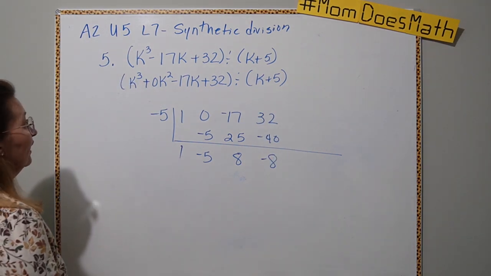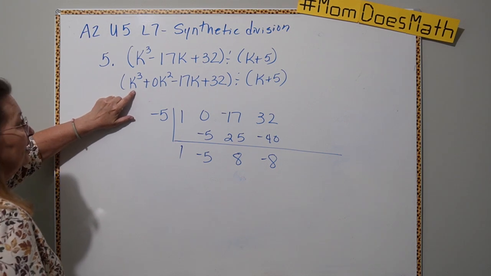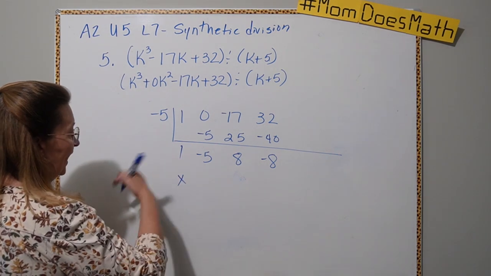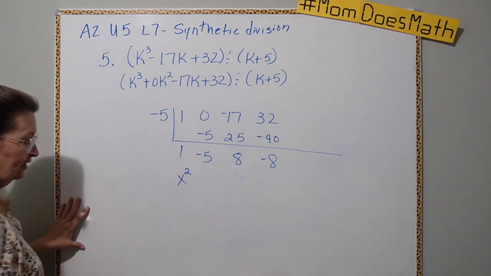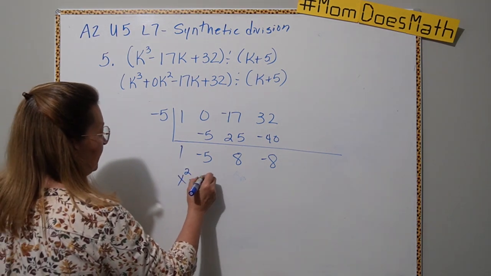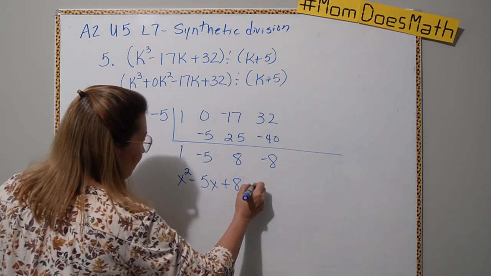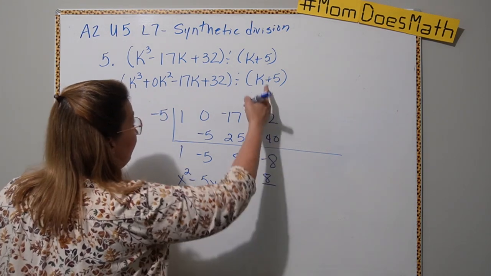Okay? Now, find your highest exponent. Your leading exponent is 3. This becomes your coefficient, and you're going to back down on the exponent 1. So now I have x squared minus 5x plus 8, and here's my remainder, minus 8 over k plus 5.